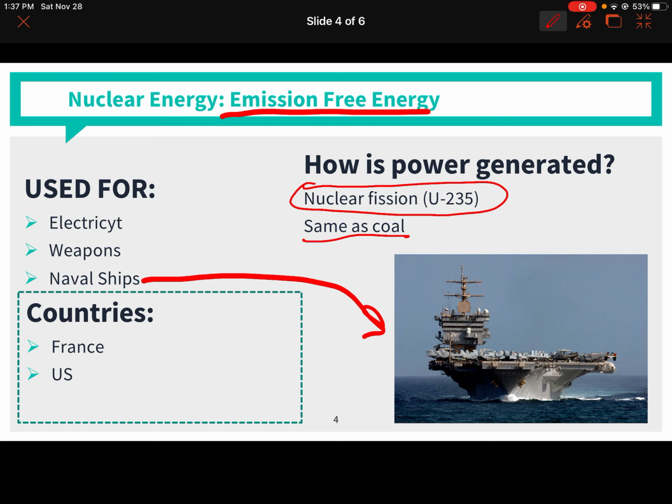France is the biggest percent user, as in most of their energy production comes from nuclear. The US is the biggest megawatt producer, but it's not the biggest total of our energy usage because we're a bigger country.